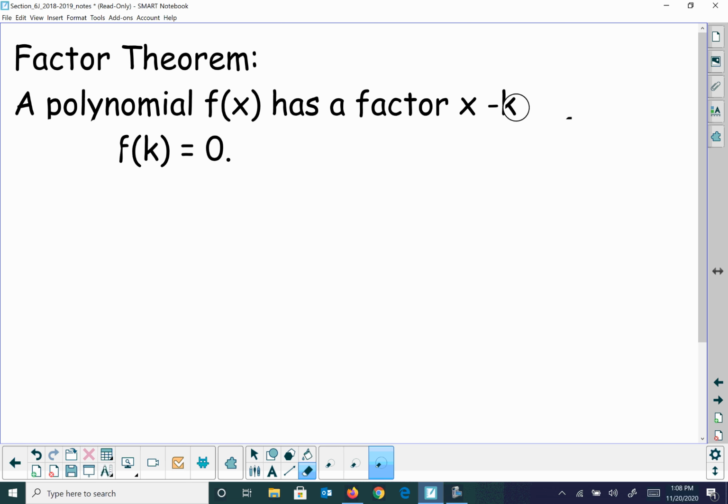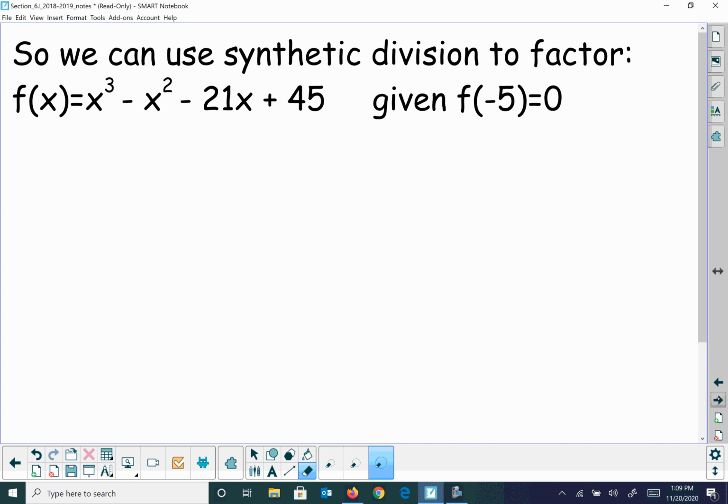So a polynomial f of x has a factor of x minus k if and only if f at k is equal to 0. Okay, so that last term becomes 0 when synthetically divided. Okay, so we can use synthetic division when we factor. Okay, so if we knew this, this yields me x plus 5. Okay, that's what that would come to because it's equal to 0. So we'd have a part of this. So being that we know that, we can use synthetic division on this problem.